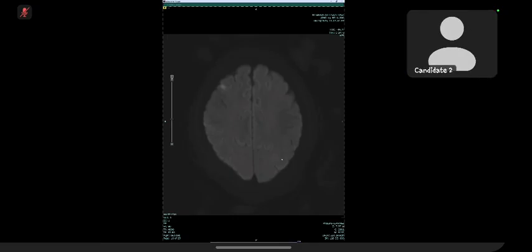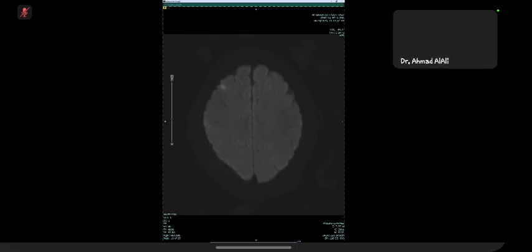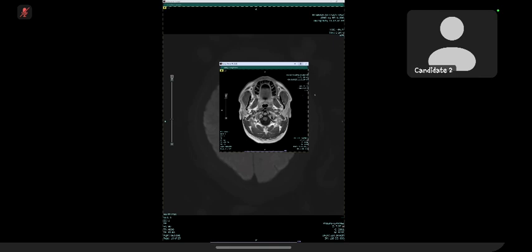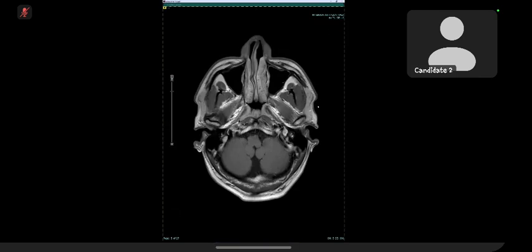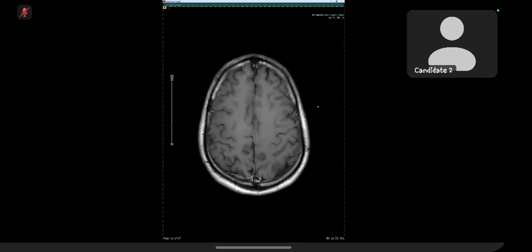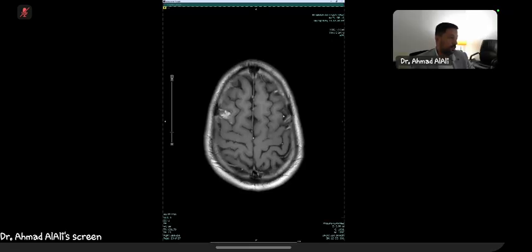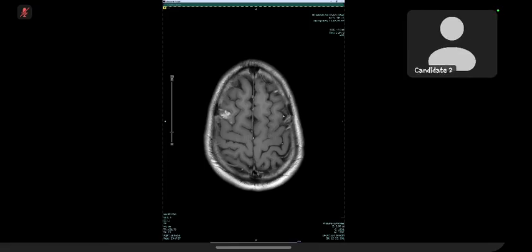Post-contrast images are available. How would the post-contrast images help you in these patients? I would like to appreciate whether any mass lesion or any enhancement is present in this area or not. There is some enhancement in this region. How do you read that? There is an enhancement in this area.